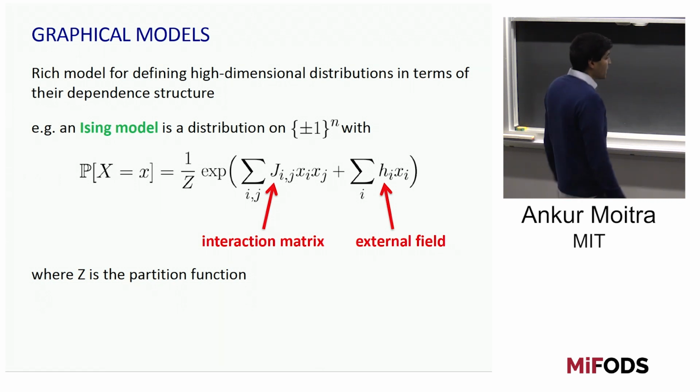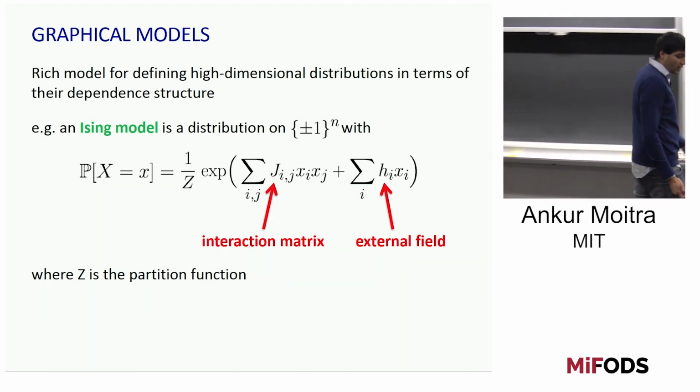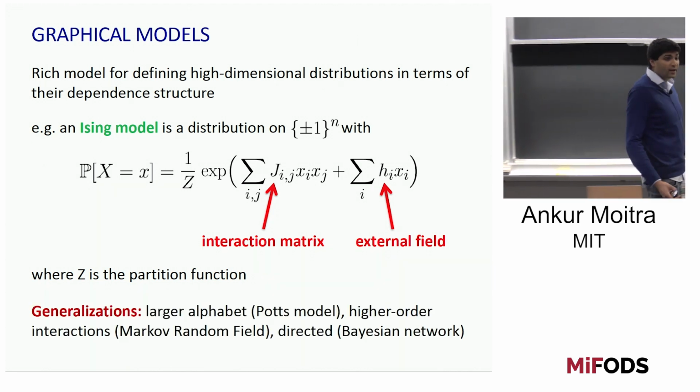which is chosen so that this is normalized and it really is a distribution. We're going to spend most of our time on Ising models, but of course there are many variants you can imagine.